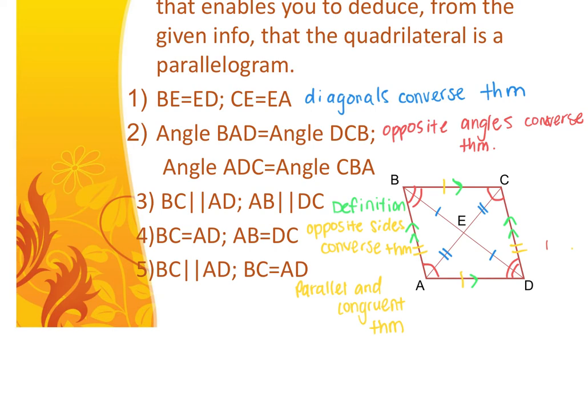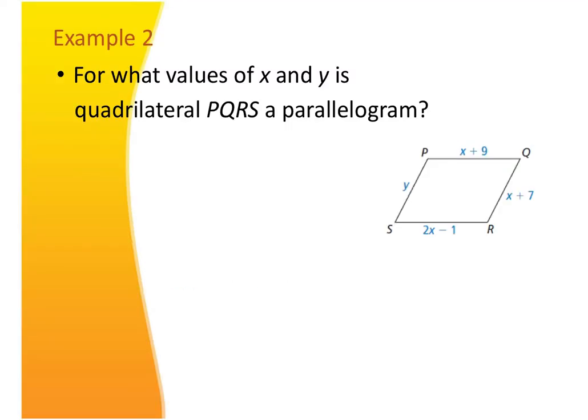Questions on this one? Yeah, Jaden. The parallel congruent theorem is really similar to opposite sides. It is. It's a combination of both opposite sides parallel and opposite sides congruent. But it's only saying that you only need one pair of opposite sides congruent and parallel. Okay? All right. For what values of x and y is the quadrilateral PQRS a parallelogram?